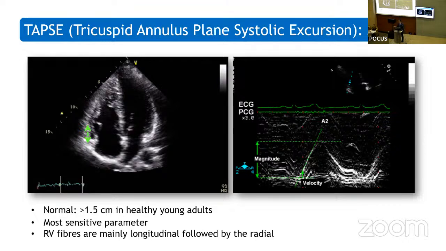But on the other hand, on the left ventricle, it's the opposite. The predominant fibers are the radial fibers. So the longitudinal fibers of the left ventricle are not the predominant fibers. So the main function of the left ventricle is determined by the squeezing radial function. So that's why we don't give much attention to MAPSI.